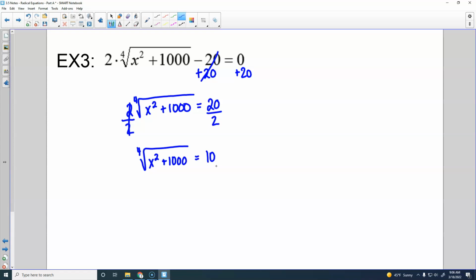All right, how do we get rid of a 4th root? 4th power, right? So 4th power on both sides, those two will just cancel. We'll get x squared plus 1,000 equals 1, 2, 3, 4 zeros there. And we will subtract 1,000, which is going to give us 9,000.